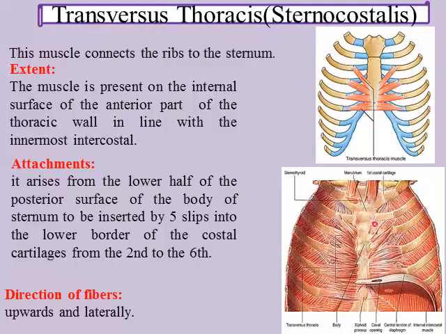So they run transversely upward to reach the higher ribs, so the direction of fibers is upward and laterally, because they arise from the sternum and go to be inserted into the back of the costal cartilage of the lower, from 2 to 6 costal cartilage. They are well developed or present in the internal surface of the anterior part of the thoracic wall.